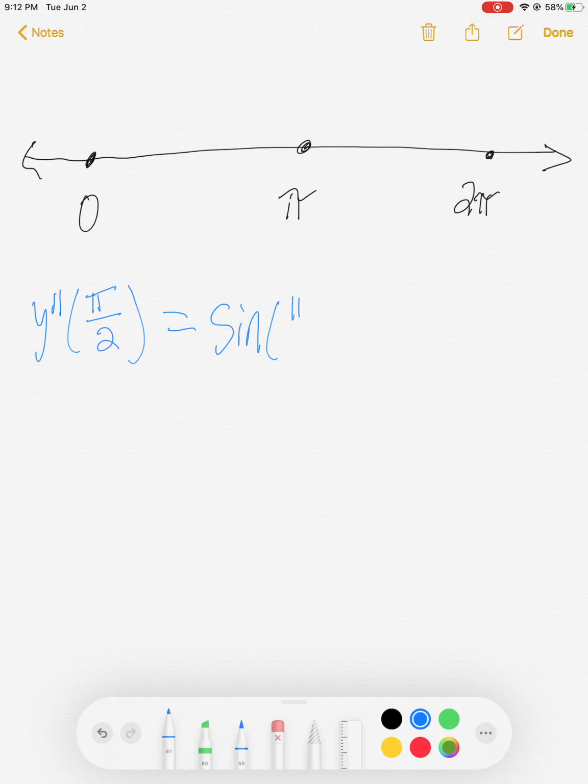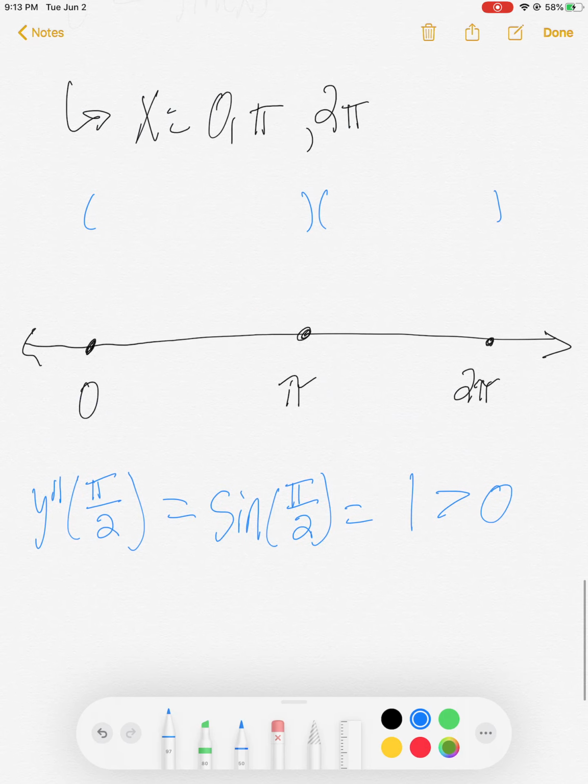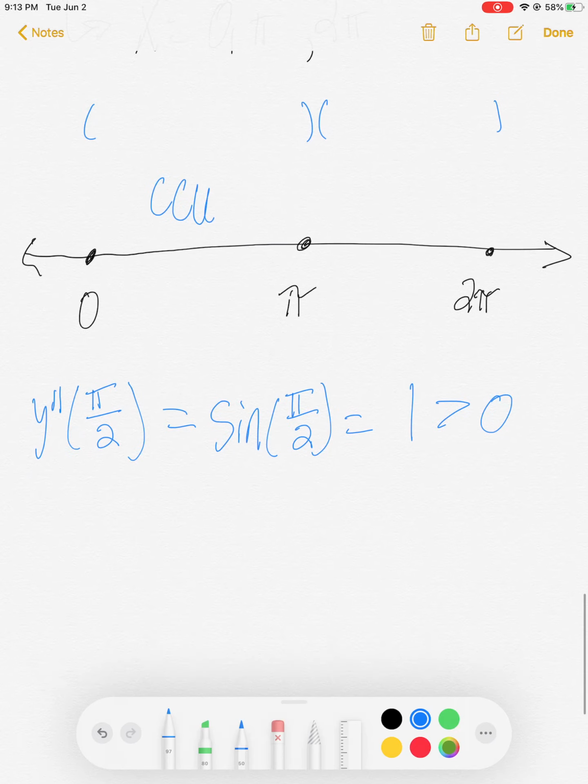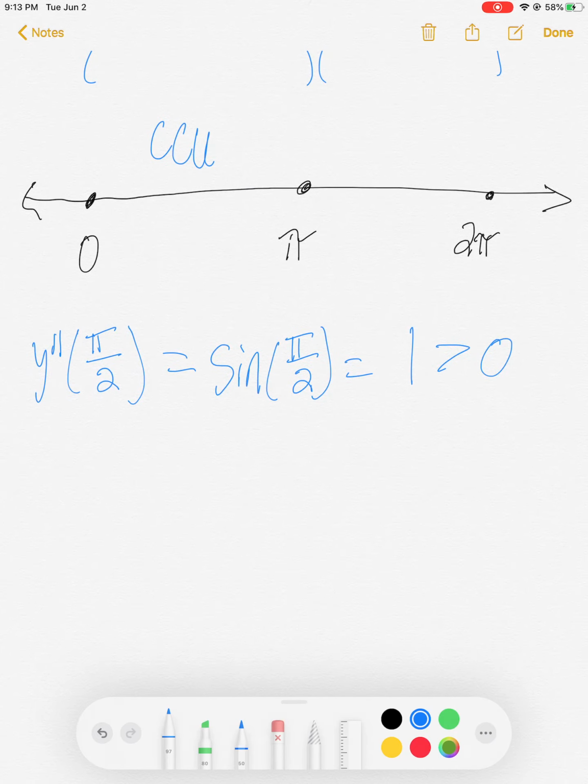So let's first plug in pi over 2. That's a nice value right between 0 and pi. y double prime of pi over 2, well, y double prime is just sine, so this equals sine of pi over 2. We're all unit circle experts, that's 1, which is certainly greater than 0. The way I'm going to write this, you can write it however you want, this is just how my calculus teacher wrote it, I'm just going to write concave up, CCU, between 0 and pi to help me remember that.